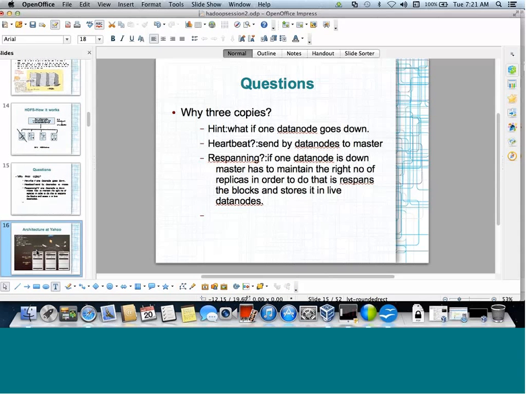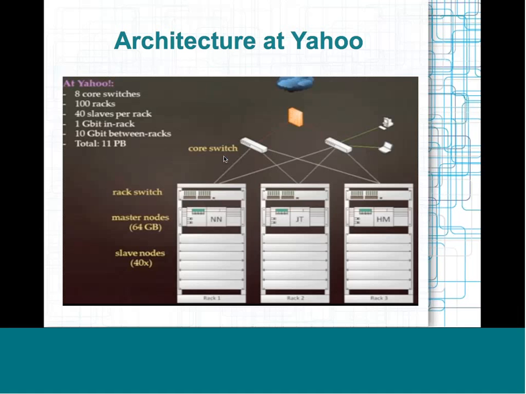Now we'll take up an actual architecture which is there at Yahoo. At Yahoo, you have core switches. These are network switches, right? Then 100 racks, right? You have rack 1, rack 2, rack 3, 100 racks, and probably you have 40 slaves per rack. Okay, means 40 commodity hardware in each rack, right? You have 1 gigabit within a rack and 10 gigabit between racks, right? So access speed within a rack is 1 gigabit, because once we have access to a rack, access will be faster. But when we have to switch to another rack, it is a costly affair.